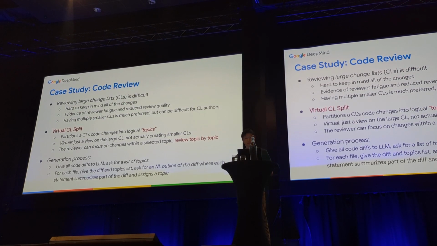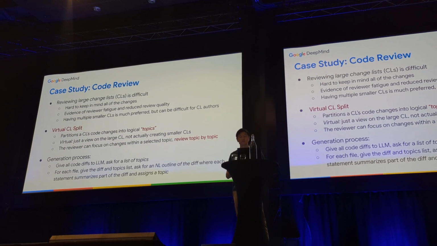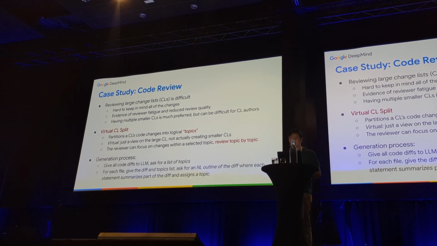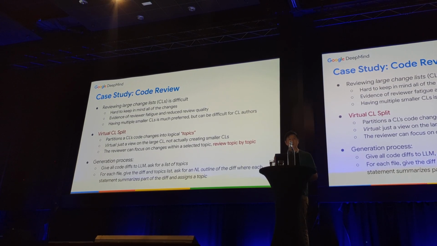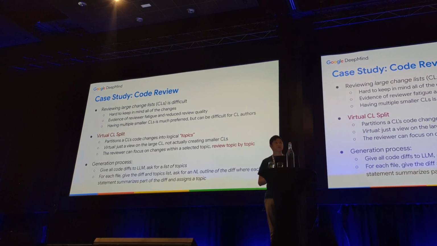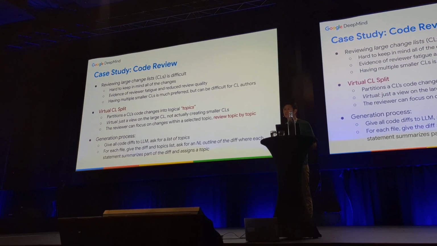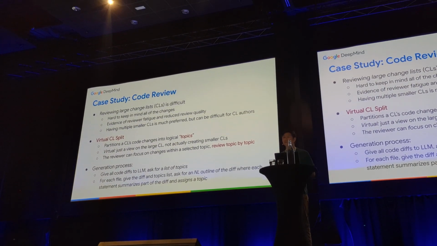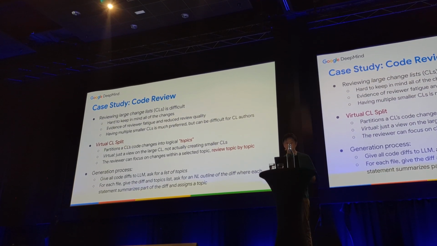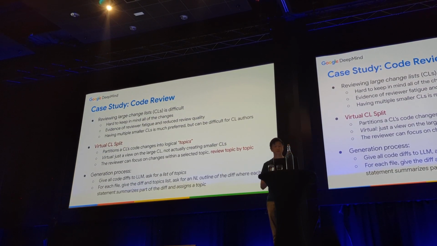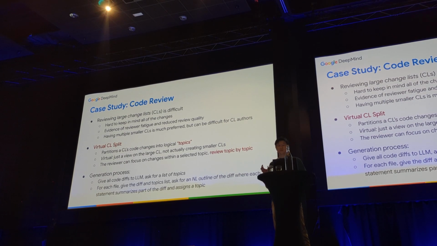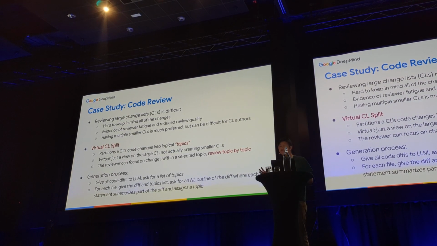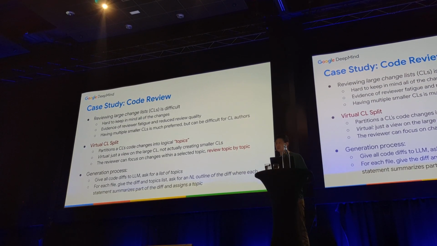The second case study focuses on code review of large change lists, or CLs, which is difficult because it's hard to keep in mind all of the changes. For large reviews, internal metrics provide evidence of reviewer fatigue and reduced review quality. Having multiple smaller CLs is much preferred, but this can be difficult for CL authors. To address this, we created a feature called Virtual CL Split, which partitions a CL's code changes into logical topics. It's virtual because it's just a view on the CL. It doesn't actually create smaller CLs.